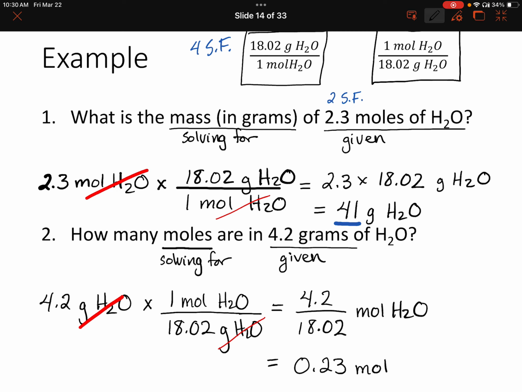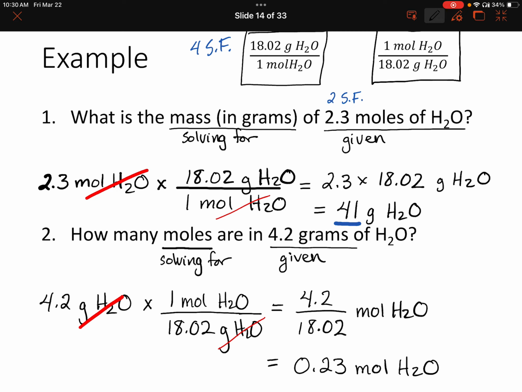0.23 moles of H2O. So I have 2 sig figs there because that first 0 is a leading 0, right? So we don't count that as a significant figure. We could have written this in scientific notation to avoid leading zeros. That's also a possibility.